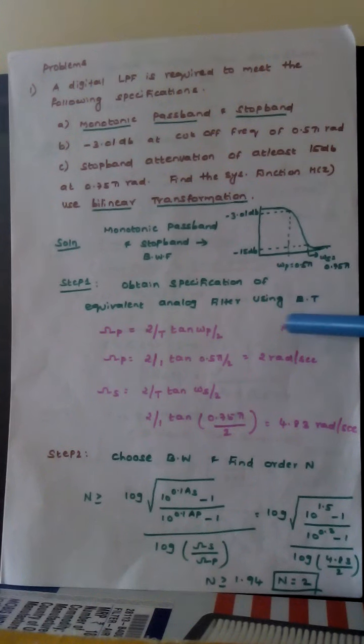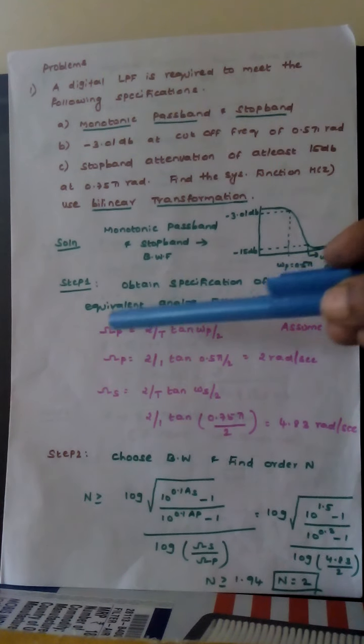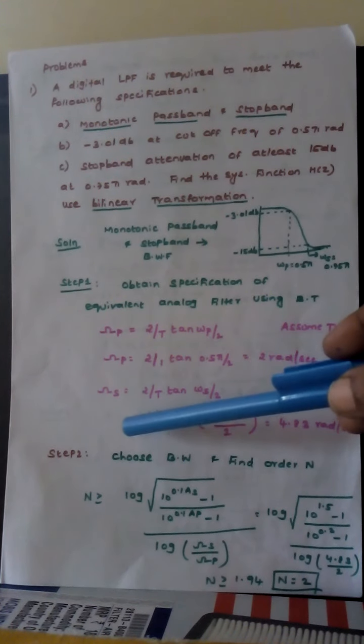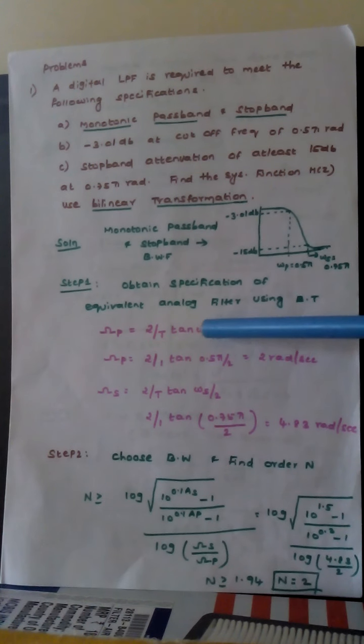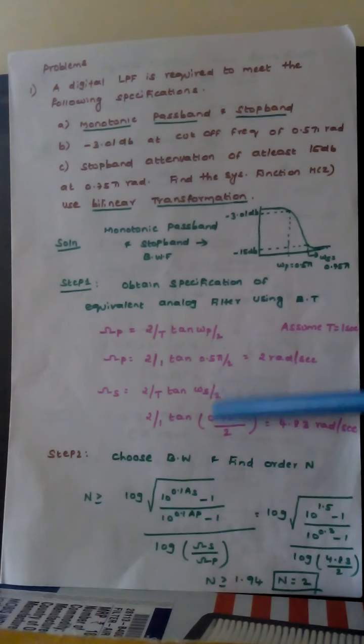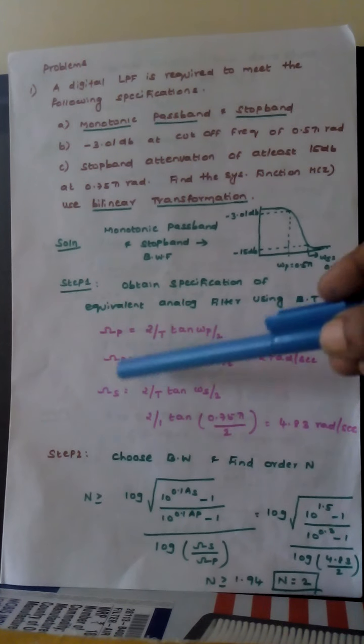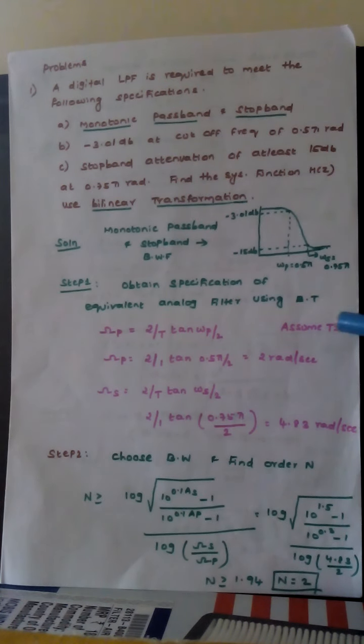Using bilinear transformation, as they mentioned, we know the formula: omega equal to 2 by T into tan of omega by 2. Here you have to find omega p as well as omega s. So here omega p is substituted, and here you substitute omega s divided by 2. The T value they didn't mention, so we assume T is 1 second. If it is not given we can take that. Substituting T as 1, we get omega p as 2 radian per second, and omega s as 4.83 radian per second.